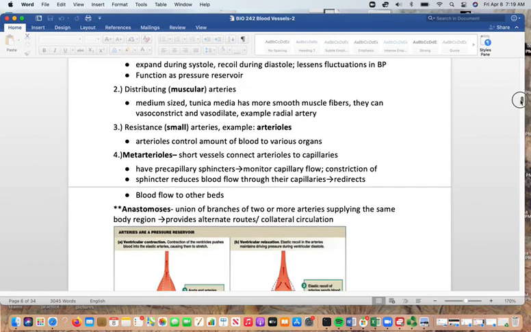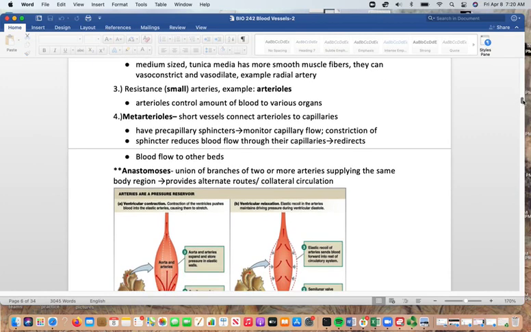Your muscular arteries are more about distribution. They're medium and smaller size. They can vasoconstrict and vasodilate. An example would be the radial artery. And then resistance arteries are the small arteries. This would also include your arterioles. They're going to control the amount of blood to various organs. So for example, if you are running, you're going to shift some of the blood away from your digestive system because digestion is not your focus at that point, and shift it to skeletal muscle.